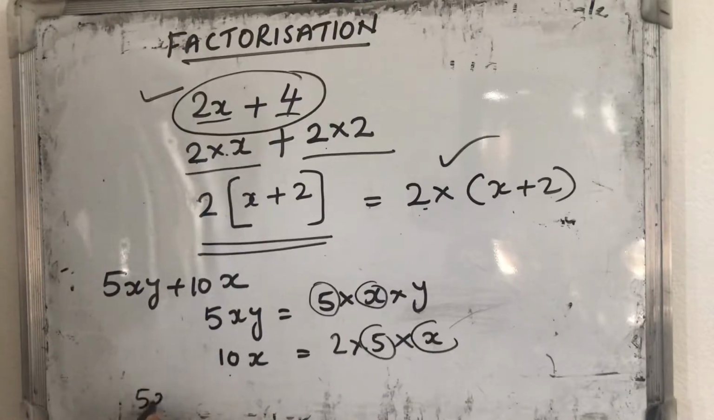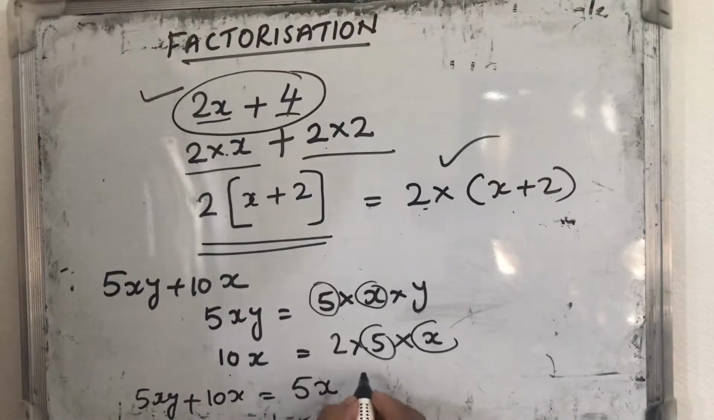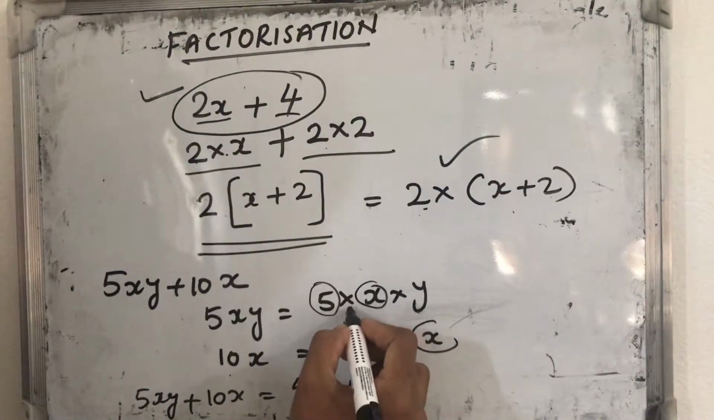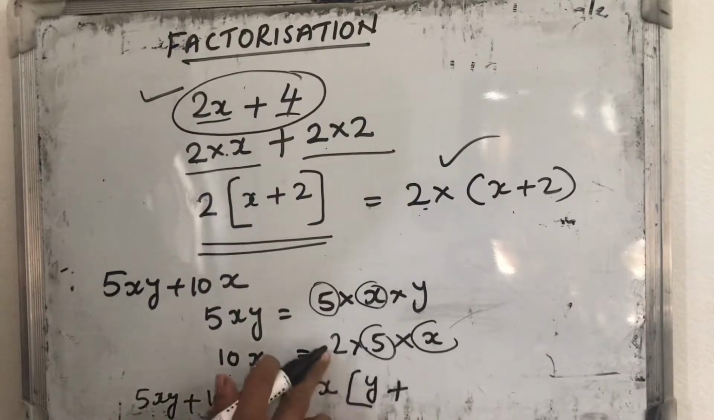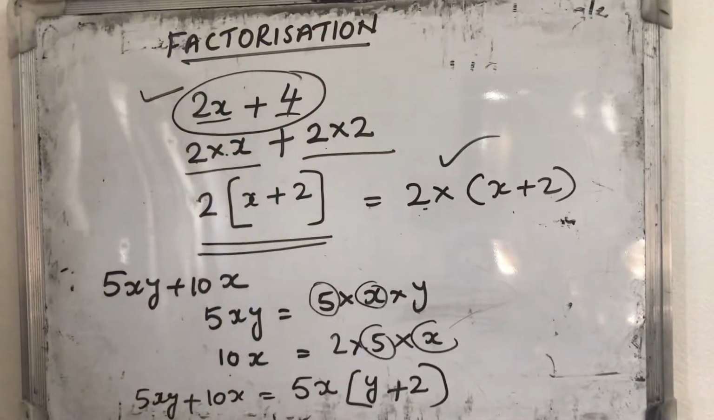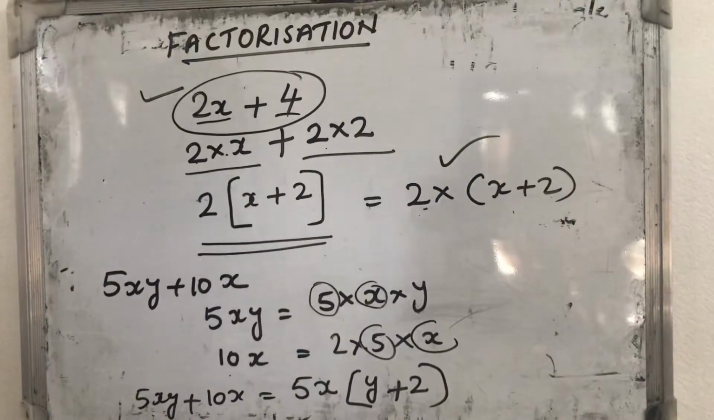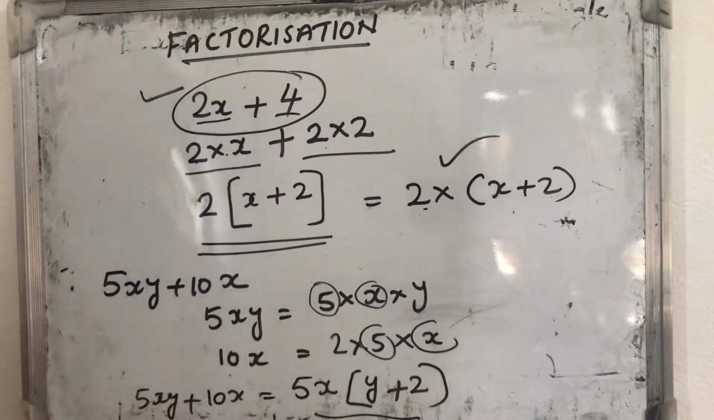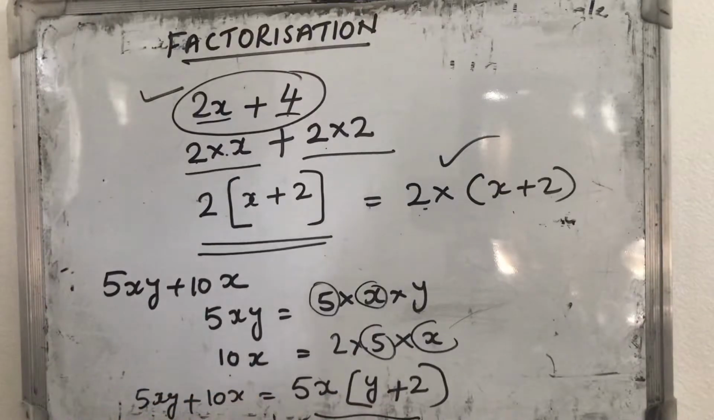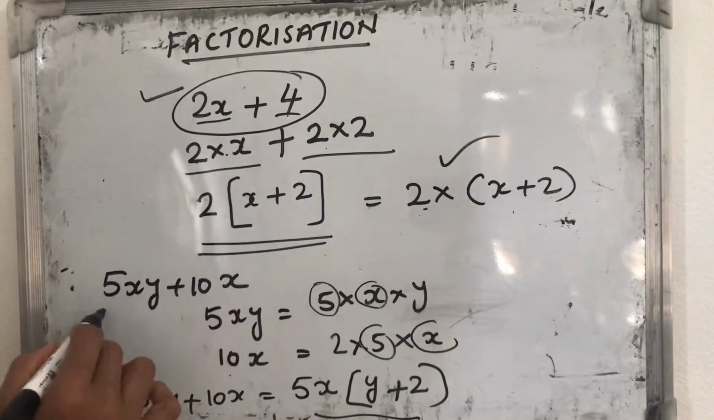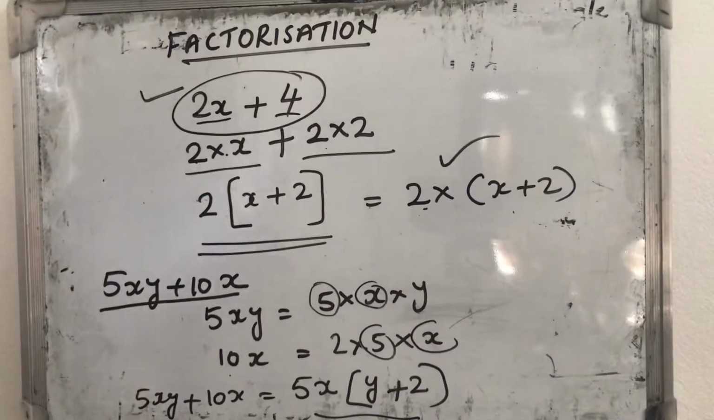So we can write 5xy plus 10x equals 5 into x. Then what is remaining in the first term after taking 5 and x? y. Plus what is remaining in the second term? 2. So 5x into y plus 2. This is the factorization of the given expression. We write it as the product of 5, x, and y plus 2, and these are the irreducible factors of the given expression 5xy plus 10x. So this is one method.